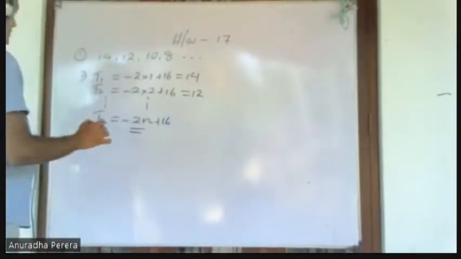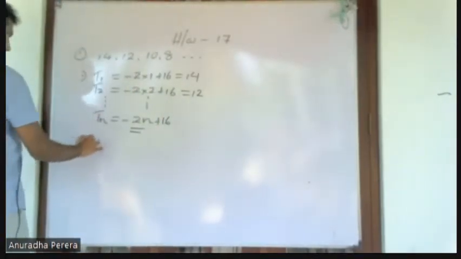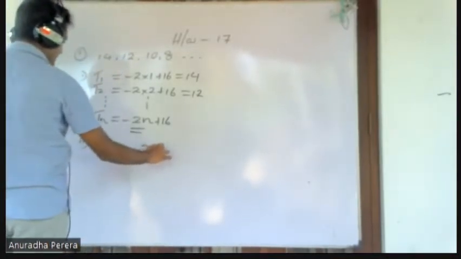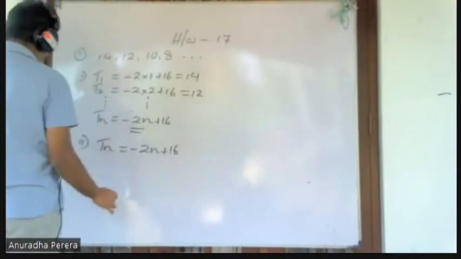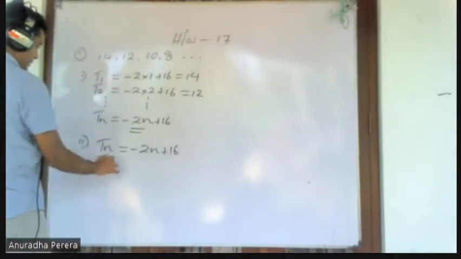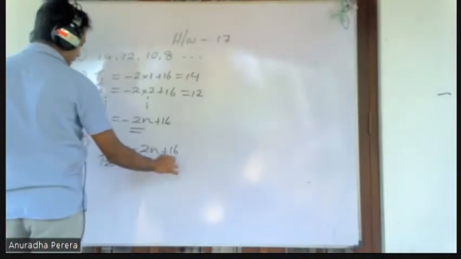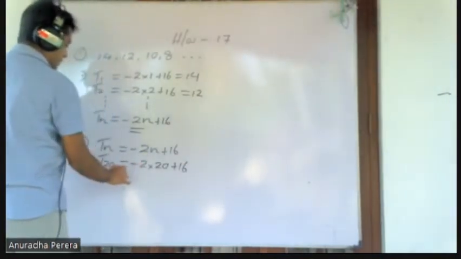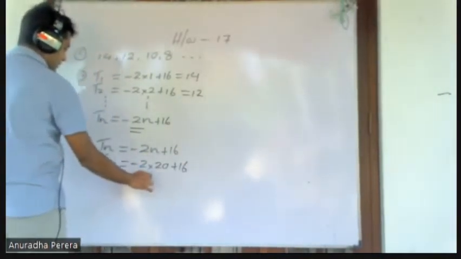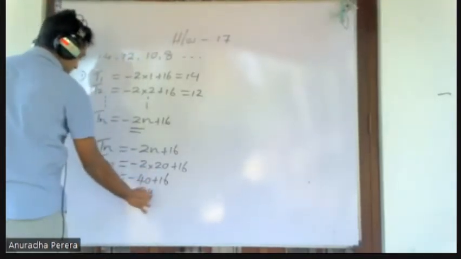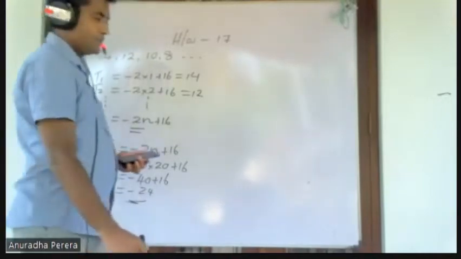Find the 20th term. Tn equals -2n plus 16. For the 20th term, we need T20. Substitute n: -2 times 20, -40, plus 16, minus 24.